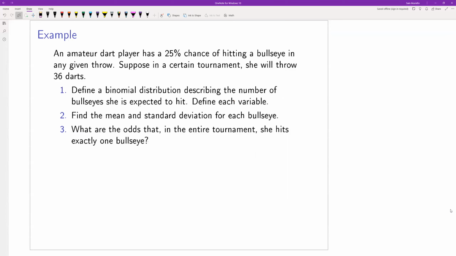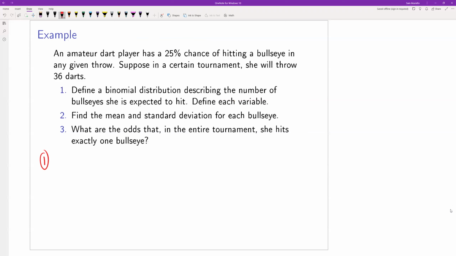We're going to want to define a binomial distribution, define all the variables, and calculate the mean and standard deviation. And then we're going to want to find the odds that in the entire tournament, she gets horribly unlucky and she gets just one bullseye the whole time.